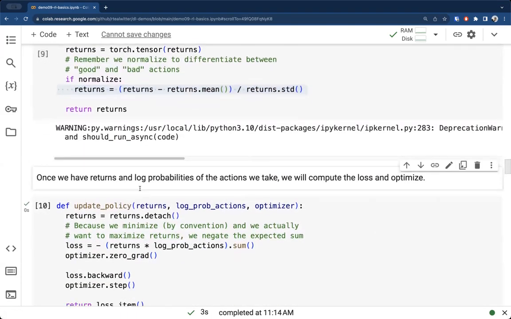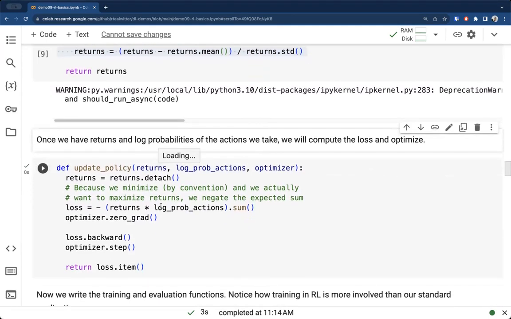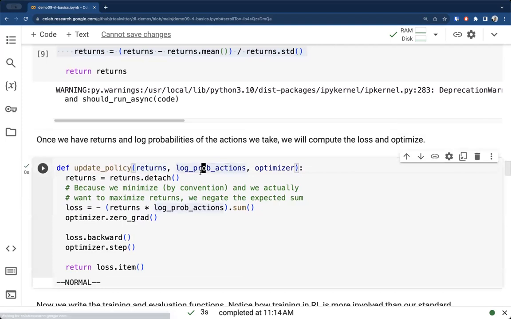Once we have these returns and the probabilities of the actions that we take, which we'll get from our policy, so I'm assuming that we're passing both of these into this function, we will detach the returns from their gradients, so remove gradient information. We can do this very cleverly because of the log derivative trick. And then our loss function is the negative of our returns times the log probability of our actions. And then when we take the gradient of this, the gradient doesn't pass through these returns because we detached them. And then we just get the gradient of the log probability of the actions, which is exactly the gradient update that we get from the log derivative trick.